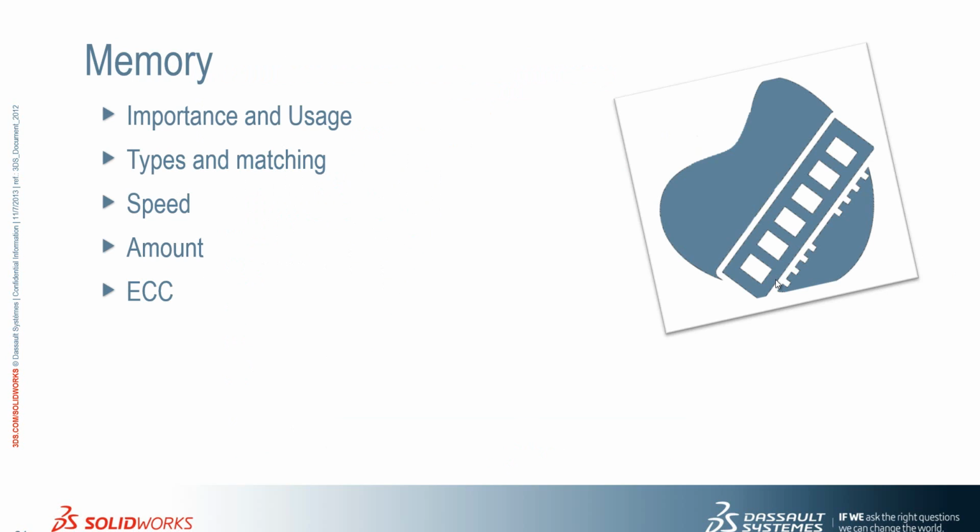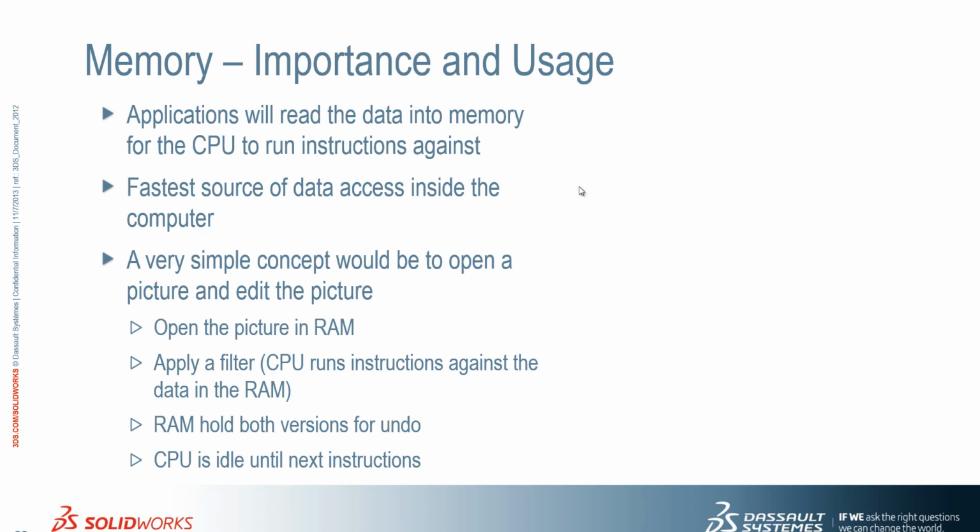Alright, next thing we'll have a look at is memory then. So we've got the importance and usage, types of matching, speed, the amount, and then error checking. Okay, so what is it used for?